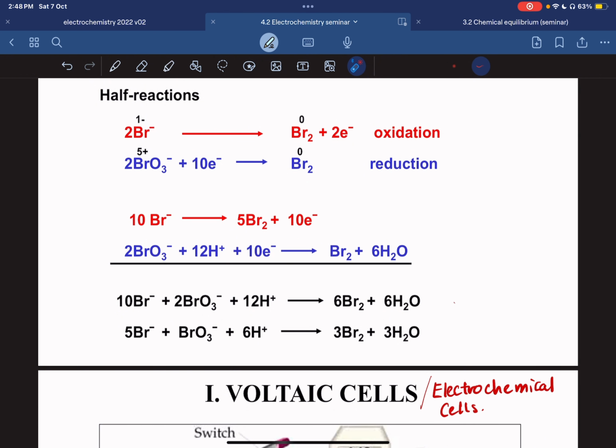They should be equal. After we get that, you add them, cancel the electrons out, get the equation that we deserve, and then if you want, you can simplify it by dividing the whole thing by one number, either 3, either 2, either 5, whatever the number may be, and you get the final equation.